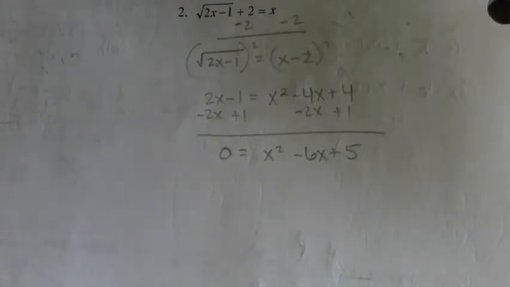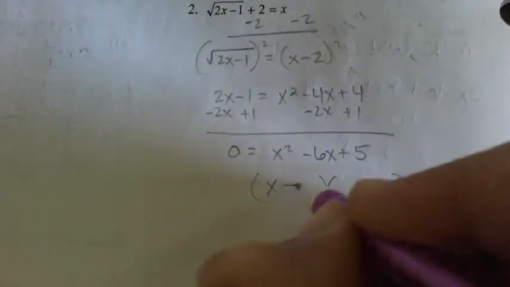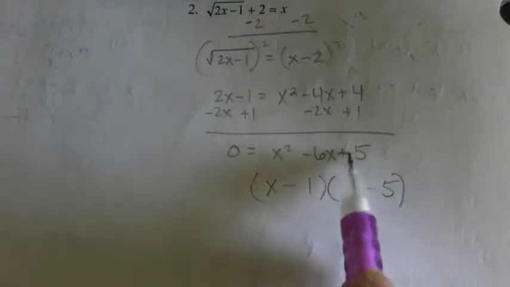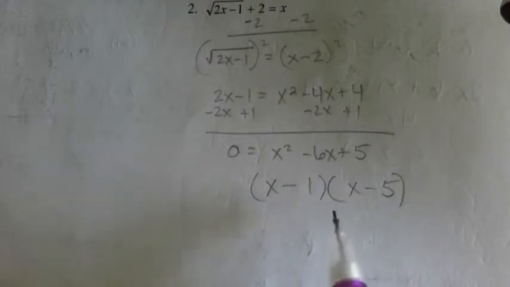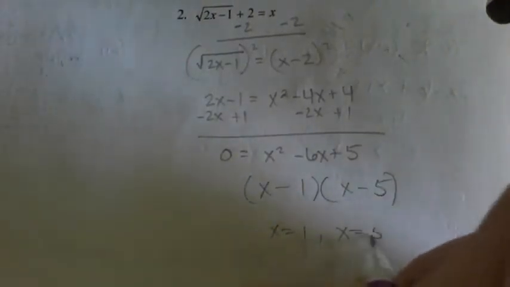What factors? Go ahead. x minus 1 and x minus 5. Very good. We know it's the same sign because it's got to multiply to get a positive 5. Good. And so you tee it up. You get x equals 1 or x equals 5.